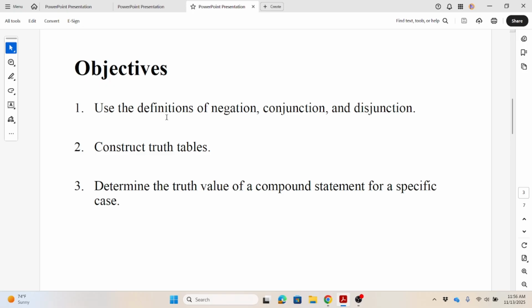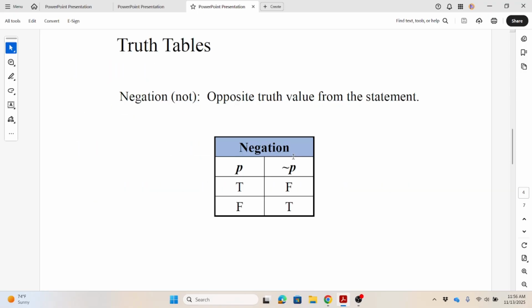Use the definitions of negation, conjunction, and disjunction, and then construct truth tables. Determine the truth value of a compound statement for a specific case. So truth tables, this is an example of a truth table.